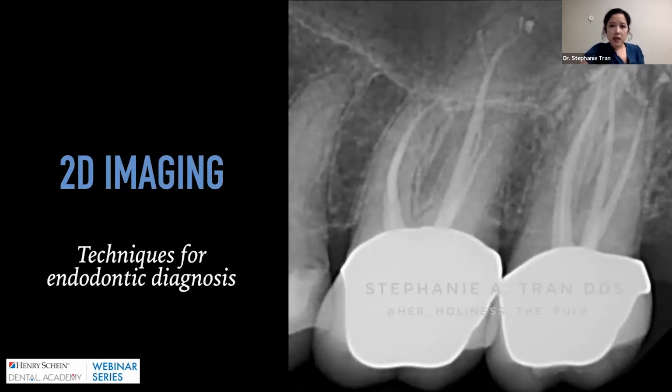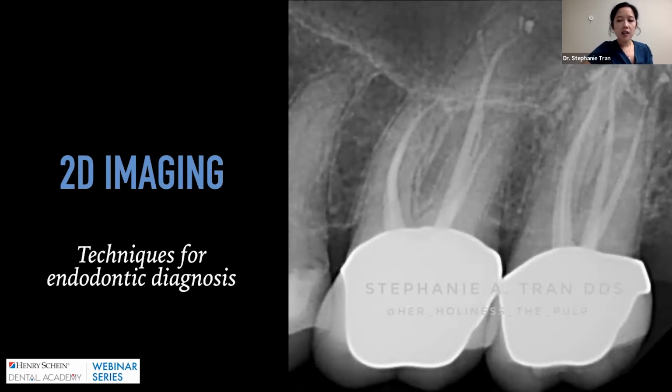Now, we've talked a little bit about how to take the images. Let's talk about now how to interpret each type of image. So for 2D radiography, there are actually a lot of ways that we can look at 2D radiographs, and a lot of clues just from the 2D radiographs alone that can tell us so much information about the tooth.